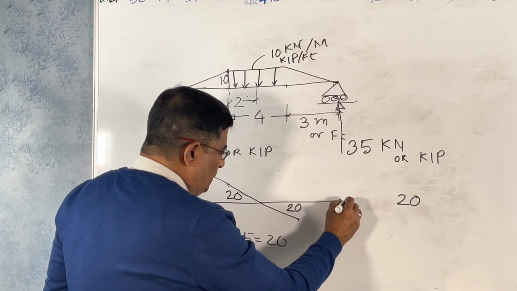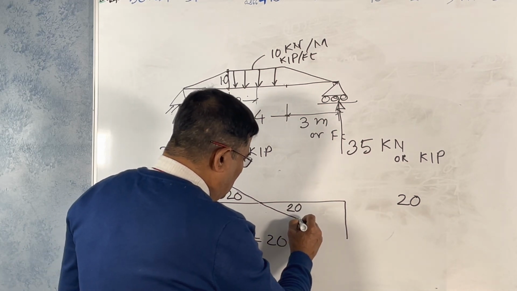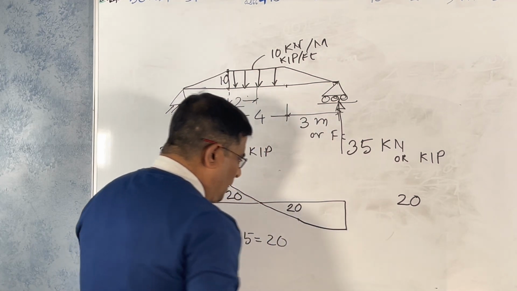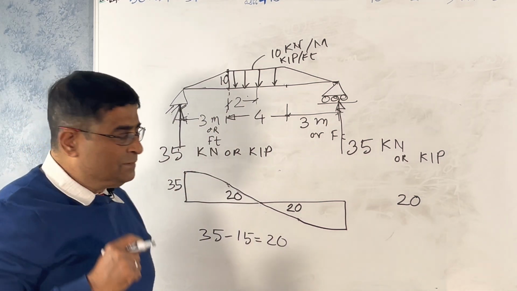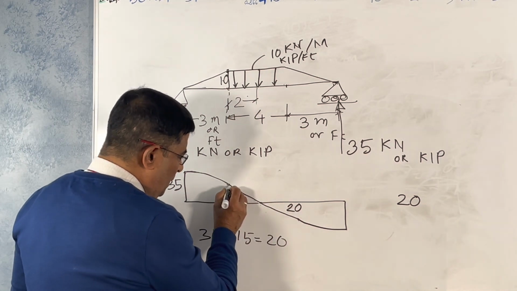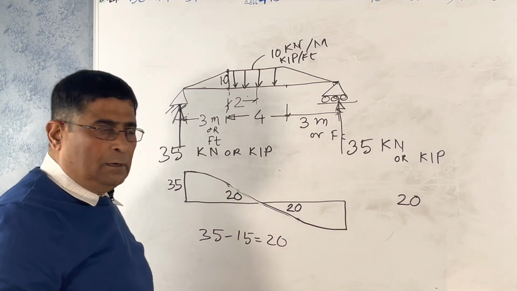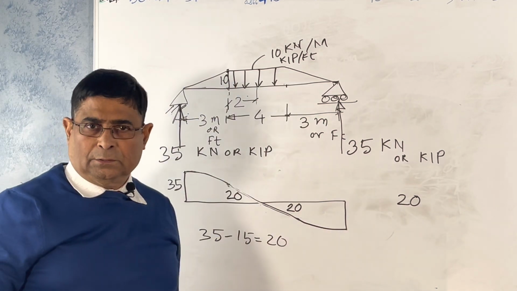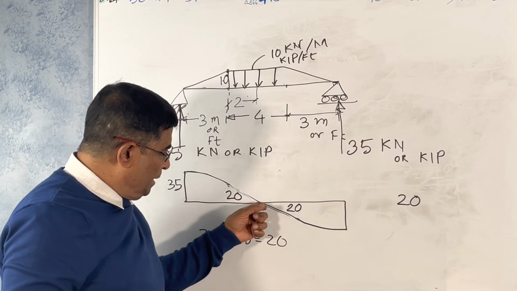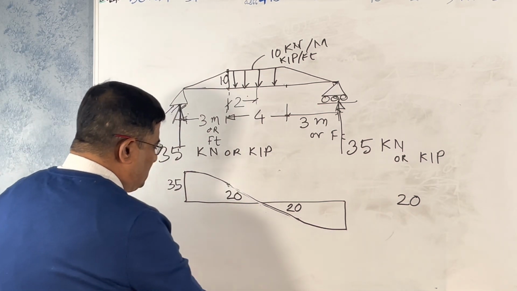Then after that it will be like this, parabolic. So this is the shear force diagram: parabolic, then linear, then parabolic, because of the pattern of the load. This is at the midpoint. At this midpoint, our bending moment will be maximum.